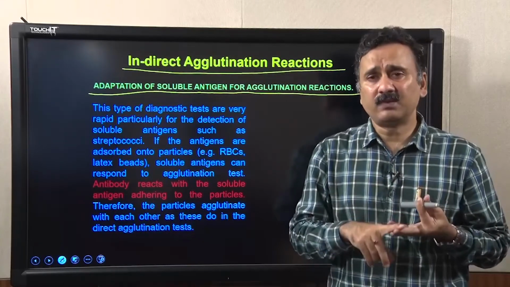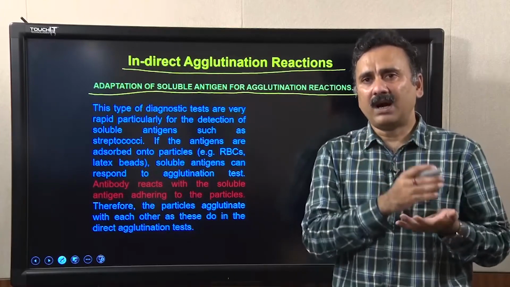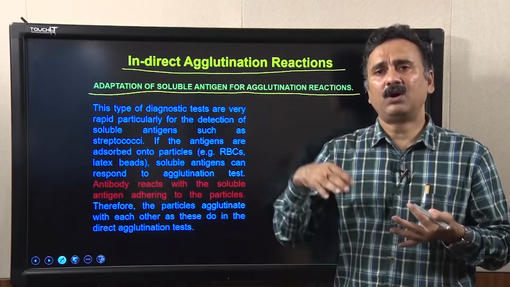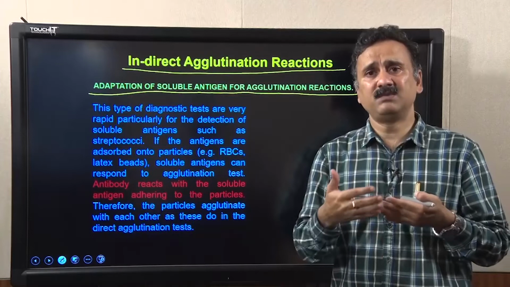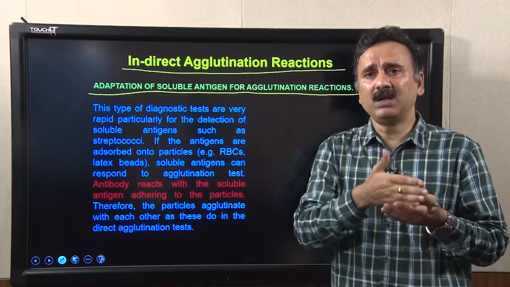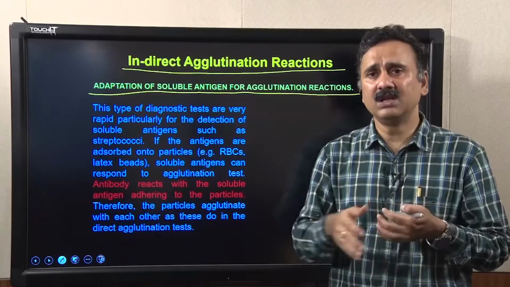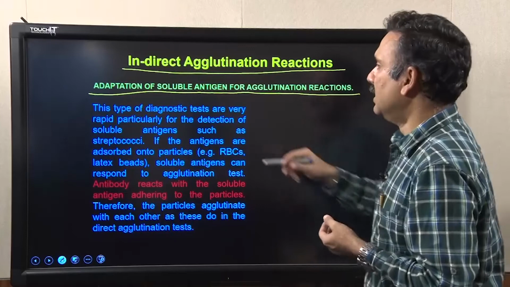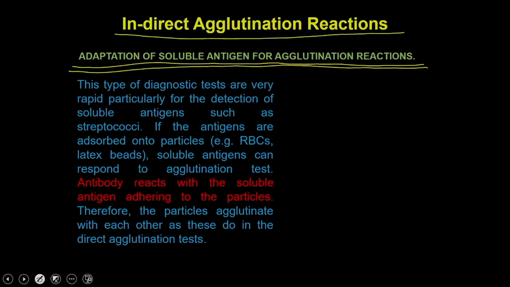Number two, it is easy to perform, you just add the antibodies and it works. That is why people are trying to develop agglutination reactions even for antigens which are not insoluble, but soluble in nature, which means you can have soluble proteins and still perform the agglutination reaction simply by performing indirect agglutination reactions. So, this is the adaptation of soluble antigen for agglutination reactions.